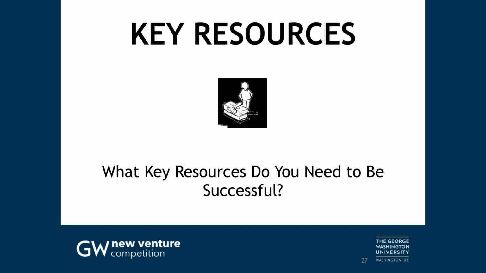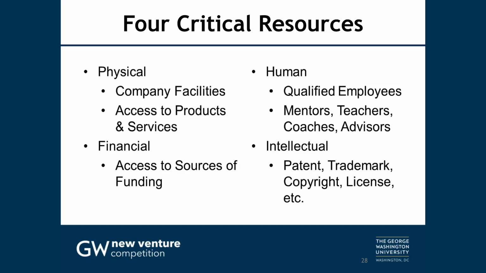Okay, let's move on to key resources now. Key resources are the things that you need, the capabilities and the resources that you need to be successful with your business model. There are 4 critical resource categories. The first is physical, second is financial, third is human, and the final is intellectual.